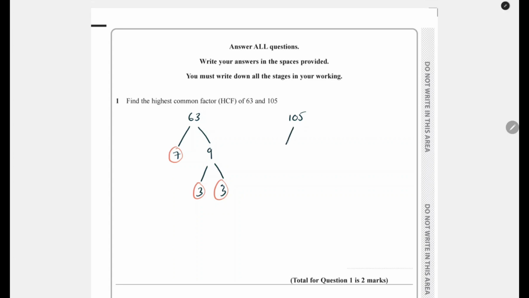If we do the same thing for 105, dividing by 5, you have 5 and 21, and 5 is a prime number. And then 21 is 7 times 3, both of which are prime numbers. So we ask ourselves, which numbers do both 63 and 105 share? Well, we have 7 and 3. And so to work out the HCF, it's 7 times 3, which is 21. So the highest common factor is 21.